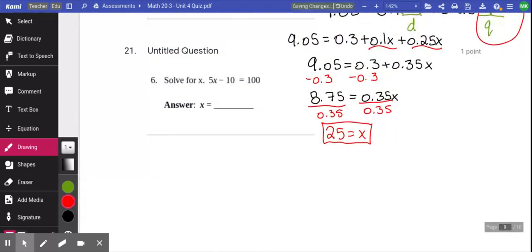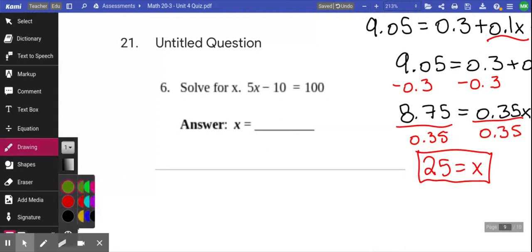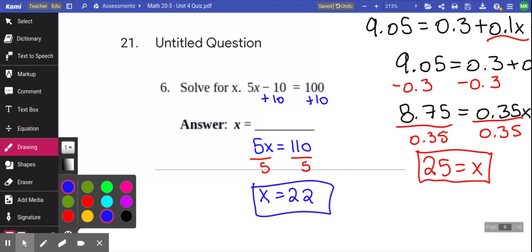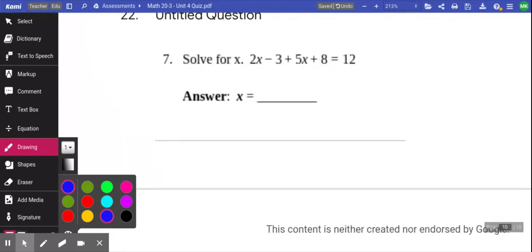Wonderful. This one says solve for x. To solve for x, you need to move that 10 from one side to the other. That gives me 5x equals 110. And then divide by 5. That gives me x equals 22. Right, just opposite operations. I think this is the last one.